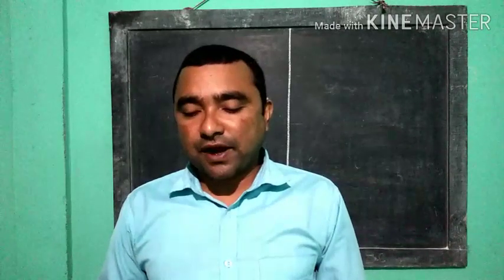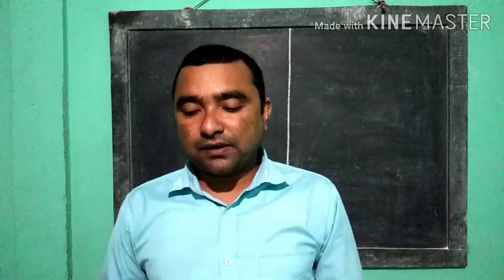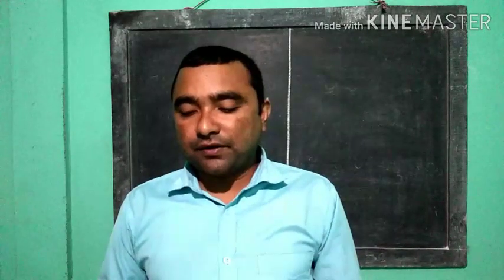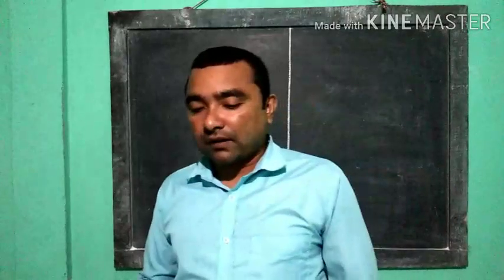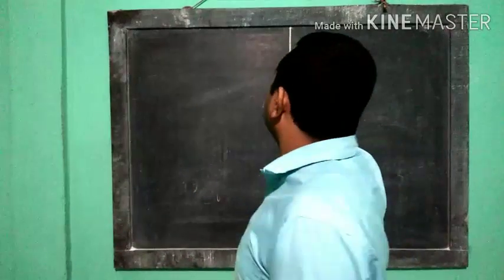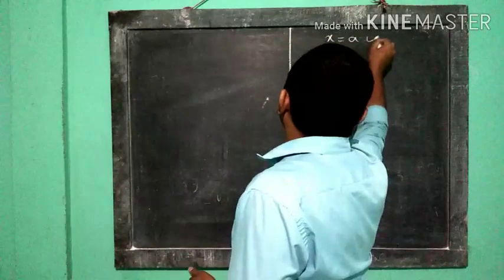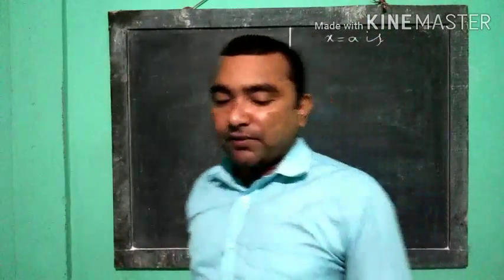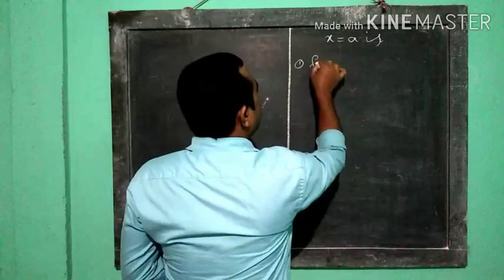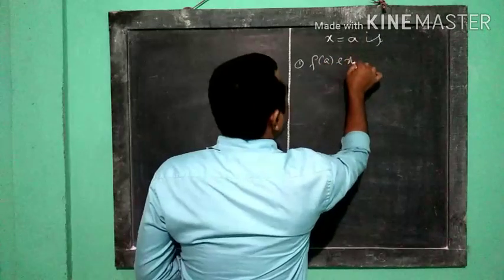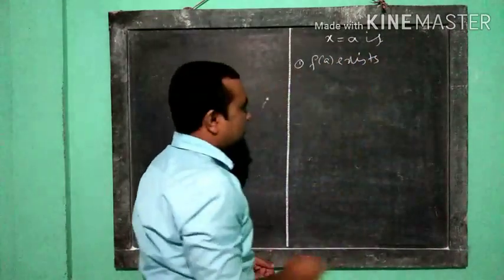A function f is said to be left continuous, or continuous on the left of x equal to a, if the function is left continuous on the left of x equal to a, if conditions must be satisfied. Here there will be conditions. Number 1 condition is f of a must exist.